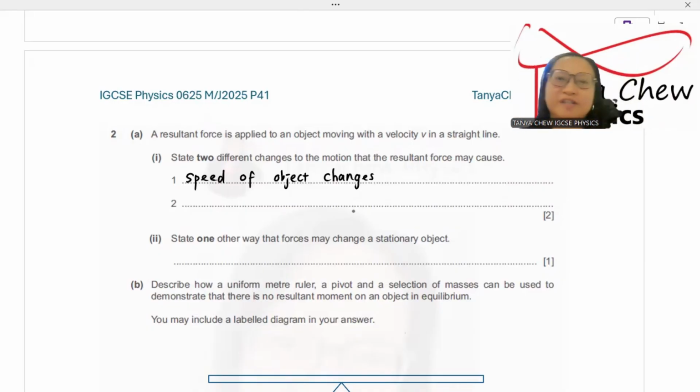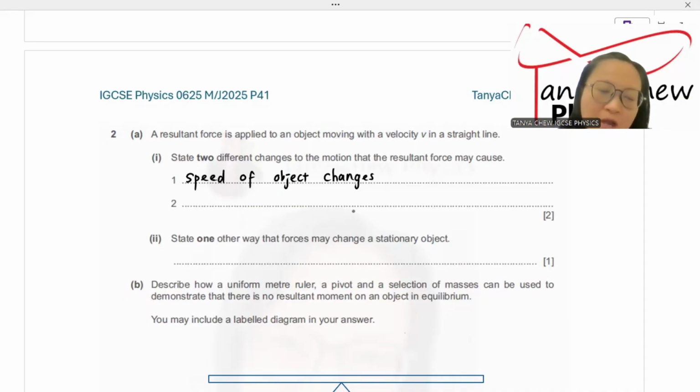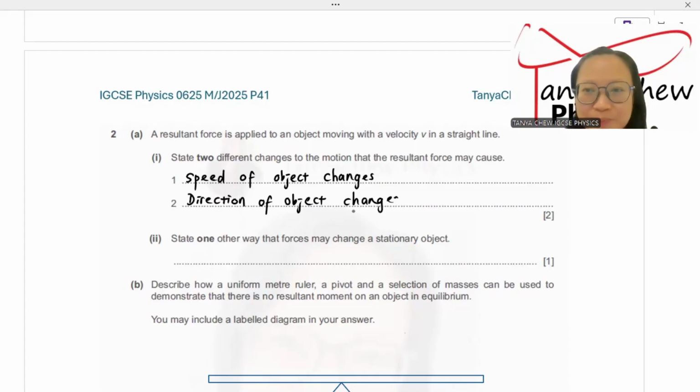And if I also want to say that it causes the acceleration or the velocity of the object to change, but acceleration and velocity are vector quantities. You cannot just say the velocity of the object changes, because in a way it is similar to the speed, since the magnitude of the velocity is equal to the speed. So I'm going to say that maybe the direction of the object changes, which causes the acceleration to change.